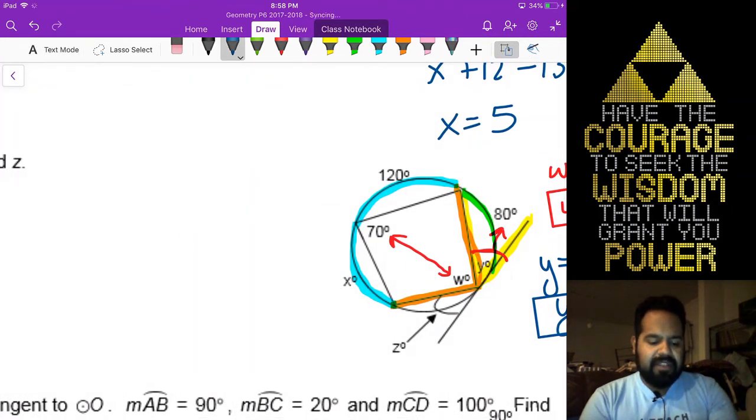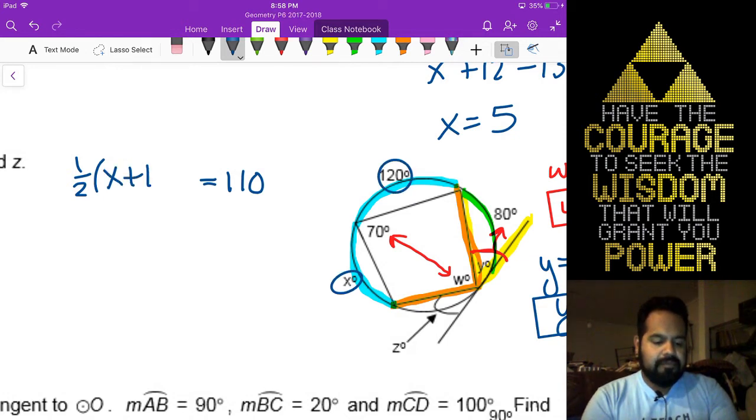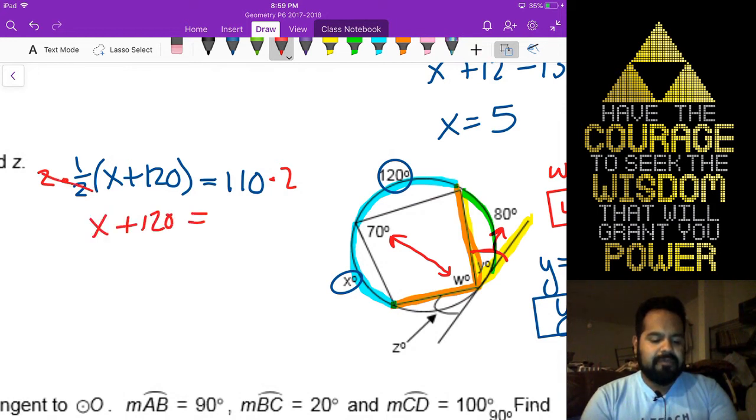Boom. So what we're going to say then, since we already solved for W, we said that that was 110. We're going to say that 110 equals 1/2 of X plus 120. Now, using your awesome math magic skills, boom, X plus 120 equals 220. So therefore, X equals 100.